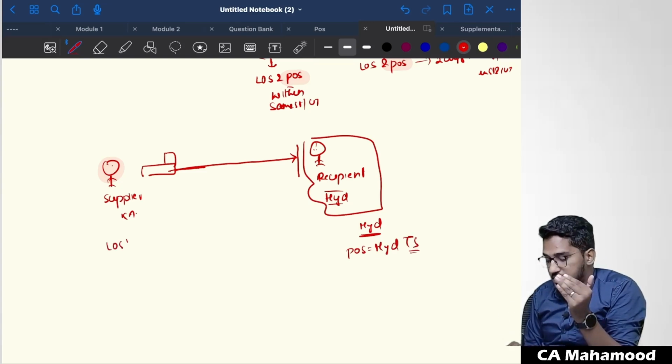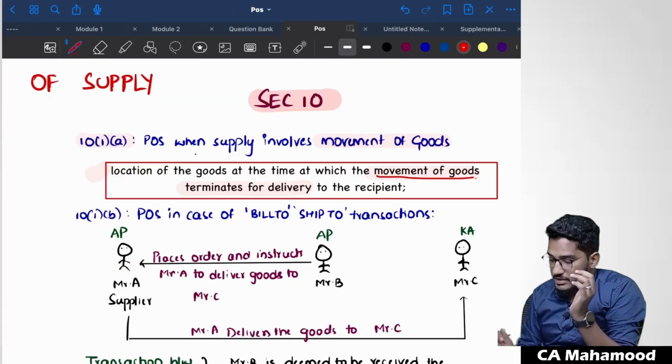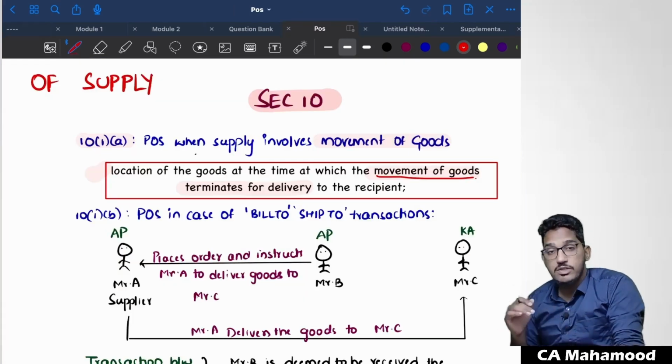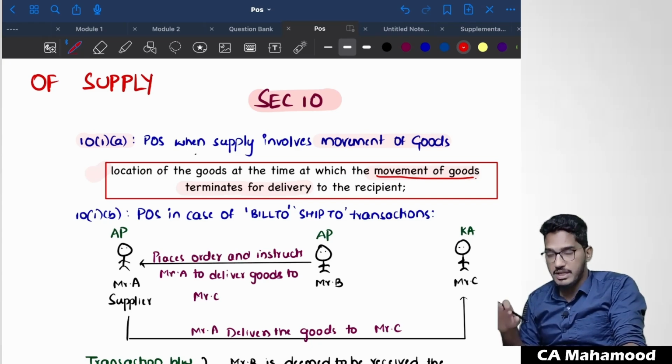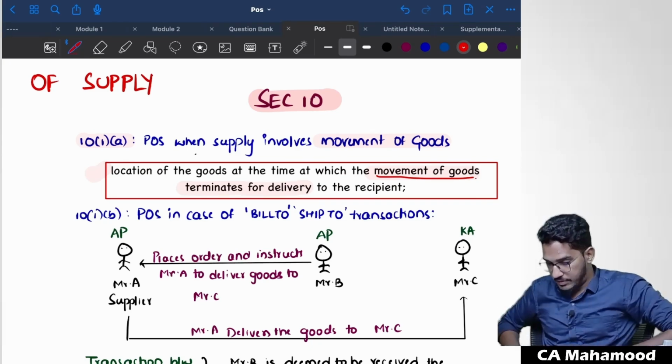So location of supplier is Karnataka, place of supply is Telangana. So both are falling in two different states. This will be an interstate supply, and what will be levied? IGST will be levied. Able to understand, everybody? So that is what section 10 subsection 1 clause A is saying, how to determine place of supply in case the supply involves movement of goods. Everybody able to understand? Let us now try to understand the next clause of 10 subsection 1.